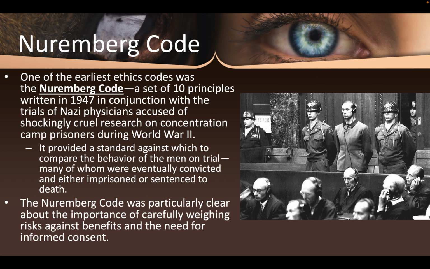It's a set of 10 principles written in 1947 in conjunction with the trials of the Nazi physicians accused of shockingly cruel research on concentration camp prisoners during World War II. It wasn't just done in Germany, of course. The Japanese did some god-awful research. I'm trying to think of it, it was a group called Group 247, or something like that.